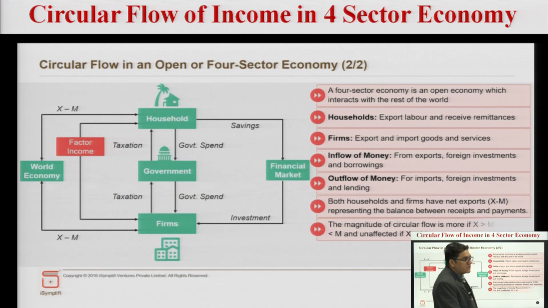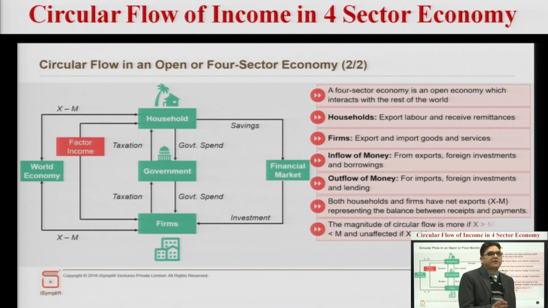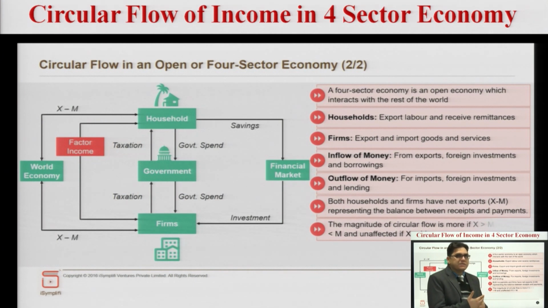Now, next it is about the fourth sector economy, and the fourth sector economy is recent, it is more advanced in itself, it is more liberalized as compared to two sector economy and three sector economy. So, we will just see how circular flow of income happens in the fourth sector economy. How does it impact the circular flow of income?